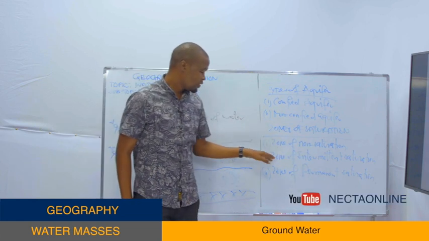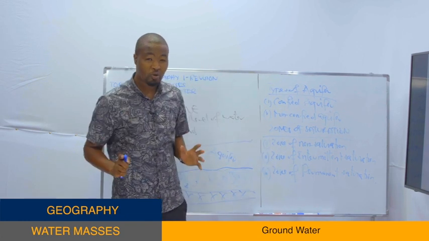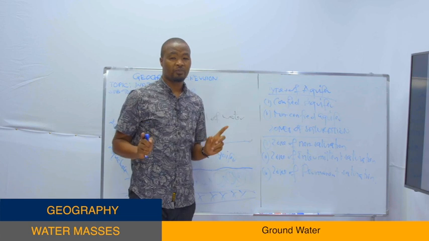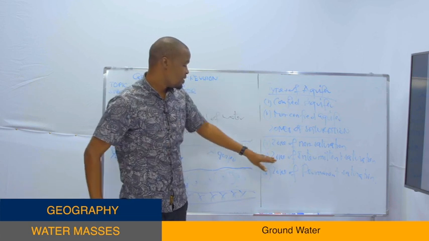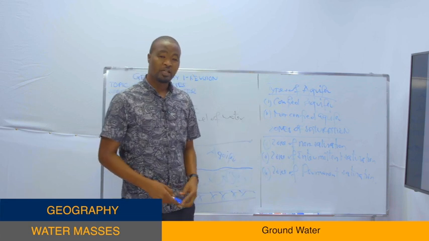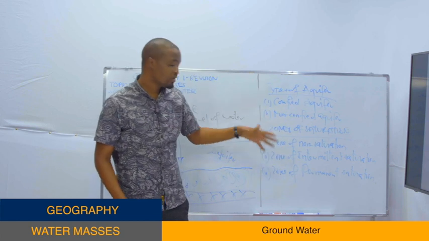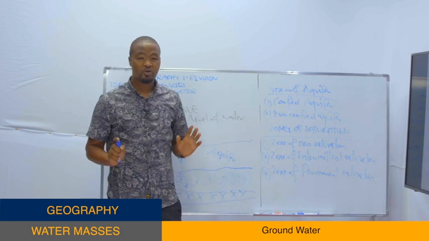So it means this zone is where we will get underground water only in the wet season. It means in the dry season we will not be able to get underground water. Then we have the zone of permanent saturation. As I said, it refers to the zone which gets saturated in all periods or seasons of the year.